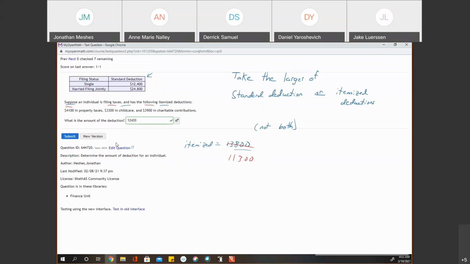So the amount of deduction will never be less than the standard deduction. If your itemized are more, you use those and they'll be higher. And if not, then use the standard deduction. And also just pay attention, if it's a married couple, then you have a different number for the standard deduction. Okay, any questions about deductions?